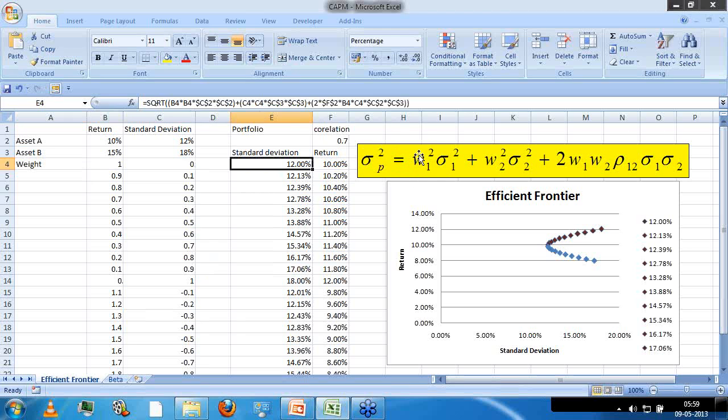What I've done is I use this formula in Excel, right? And I calculate the variance and the return. I take different weights of asset A and asset B, and calculated the variance using this formula, and the return is the weighted average of the returns. So we have a portfolio. Simply take the weighted average.